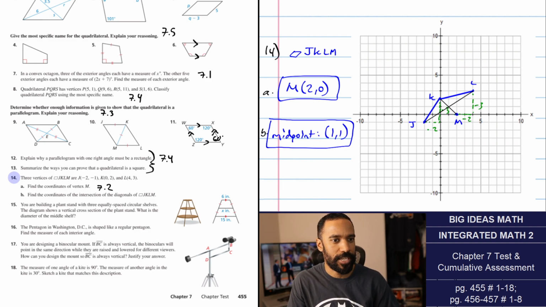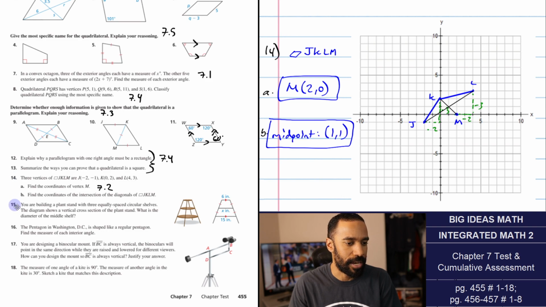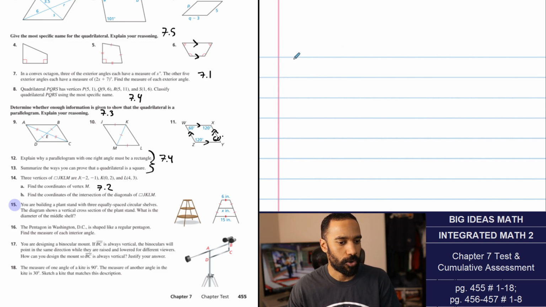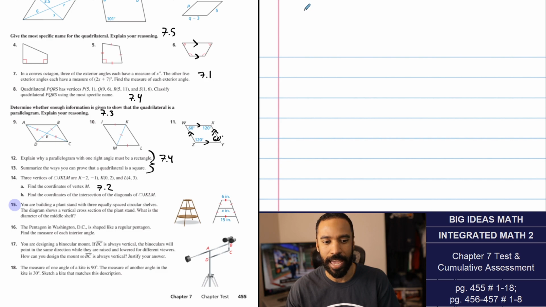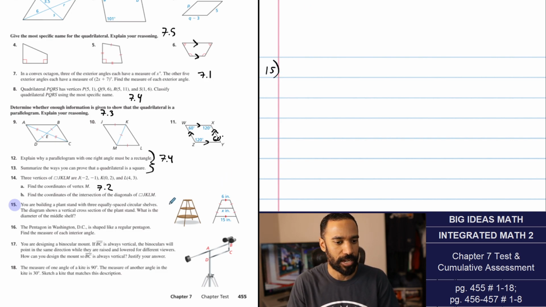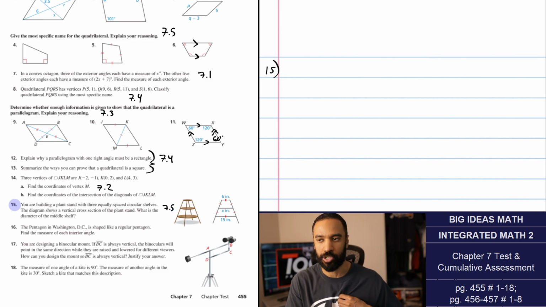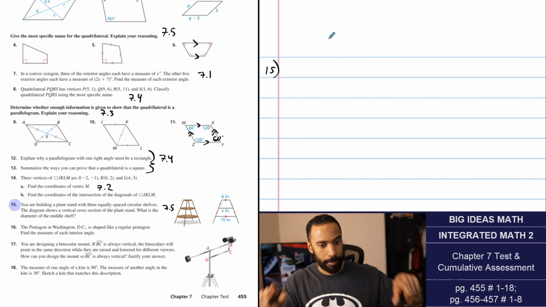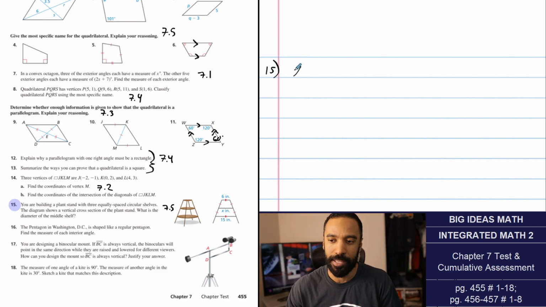All right, number 15. You are building a plant stand with 3 equally spaced circular shelves, kind of as pictured, and then they have a diagram version. It shows a vertical cross-section of the plant stand. What is the diameter of the middle shelf? This is something out of trapezoids. This would be section 7.5. So we're looking at the cross-section. We see the measures that you have here. When a trapezoid has a mid-segment drawn, that mid-segment is the average of your two bases.